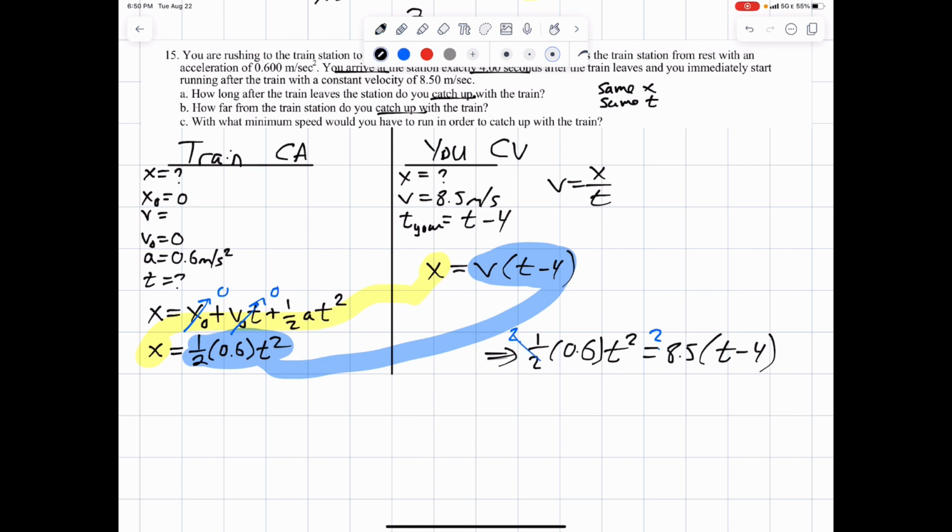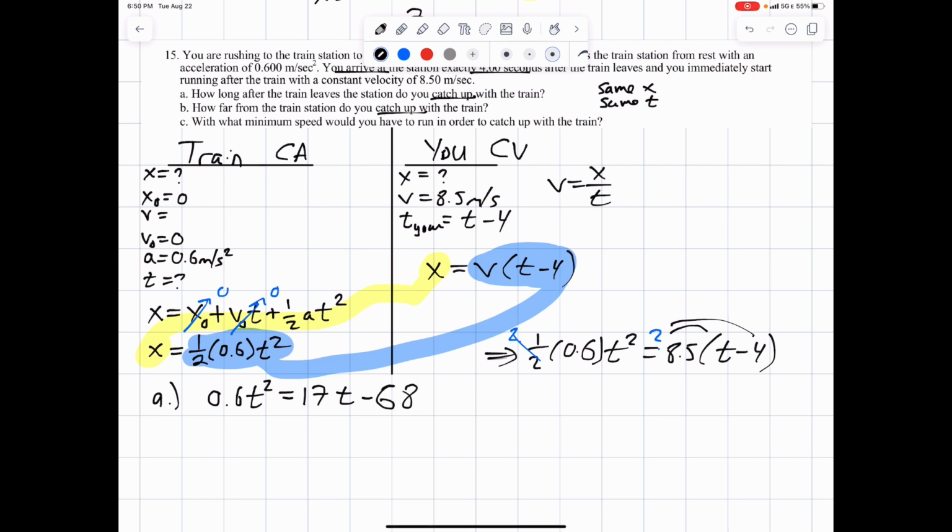And I end up with, okay, this is part A, mind you, 0.6 t squared equals, well, 8.5 times 2 would be 17. Now I'm going to distribute the 17. So 17t, distribute that, and then multiply 17 times t, and then 17 times 4 would be 68. So minus 68.